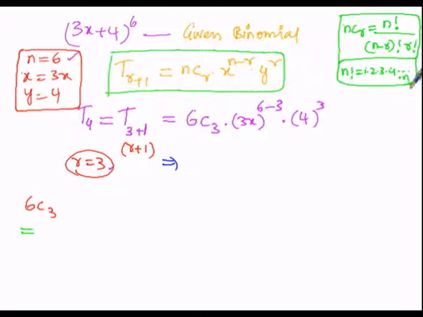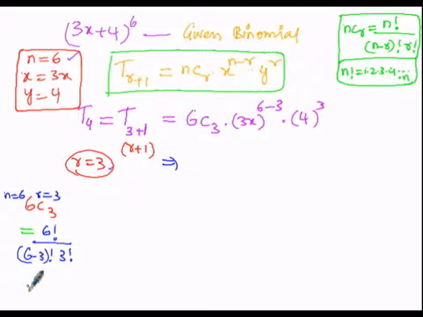So based upon these two logical steps, we can find out the value of 6C3, where in NCR the n value is 6 and the r value is 3. So here it equals n factorial, that is 6 factorial, divided by (n minus r) factorial, 6 minus 3 factorial, into r factorial, that is 3 factorial.